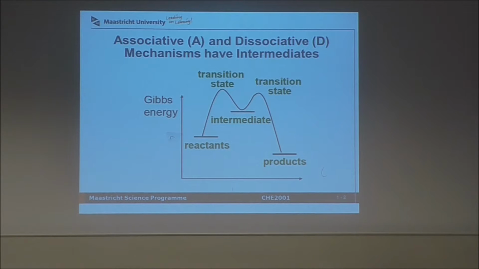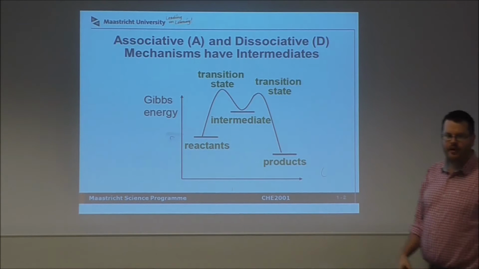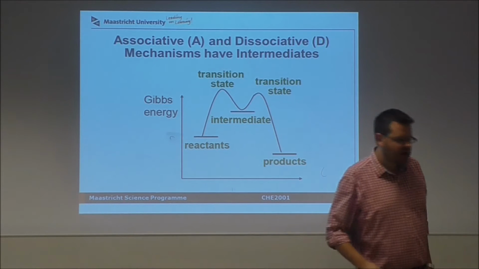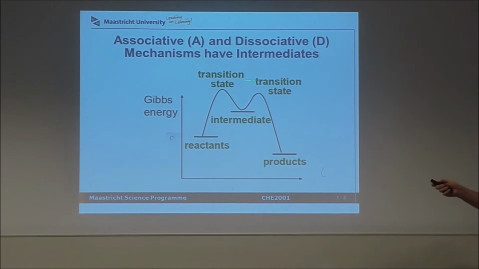And for the associative and the dissociative reaction mechanism, we essentially have an intermediate, right? And our intermediate is a minimum on a free energy surface. So we have 2 transition states and an intermediate. So that's the sort of free energy profile for an associative or a dissociative process.